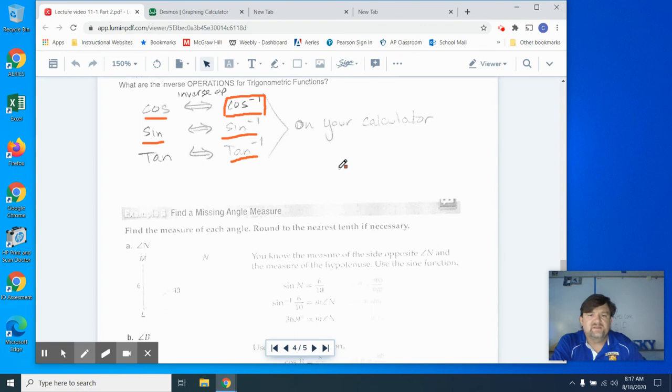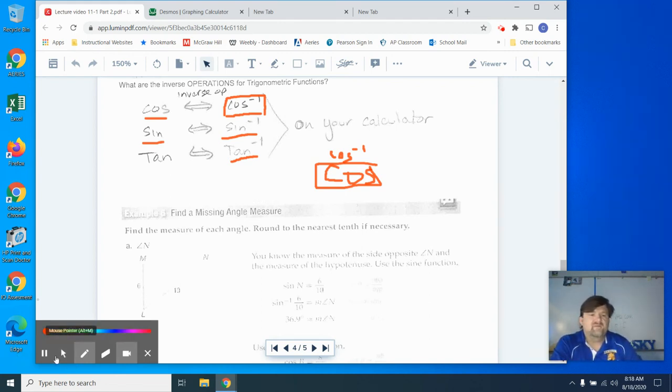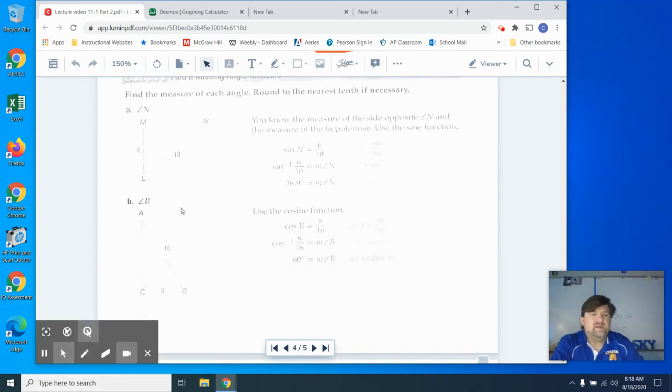It'll be something like this on your calculator. Desmos is different. And then above it, it'll be cosine to the -1. Just look up a little how-to video for your calculator if you're using one and you can't figure it out, because every calculator is different. So that's the idea, and we need to learn to use that in mathematics.